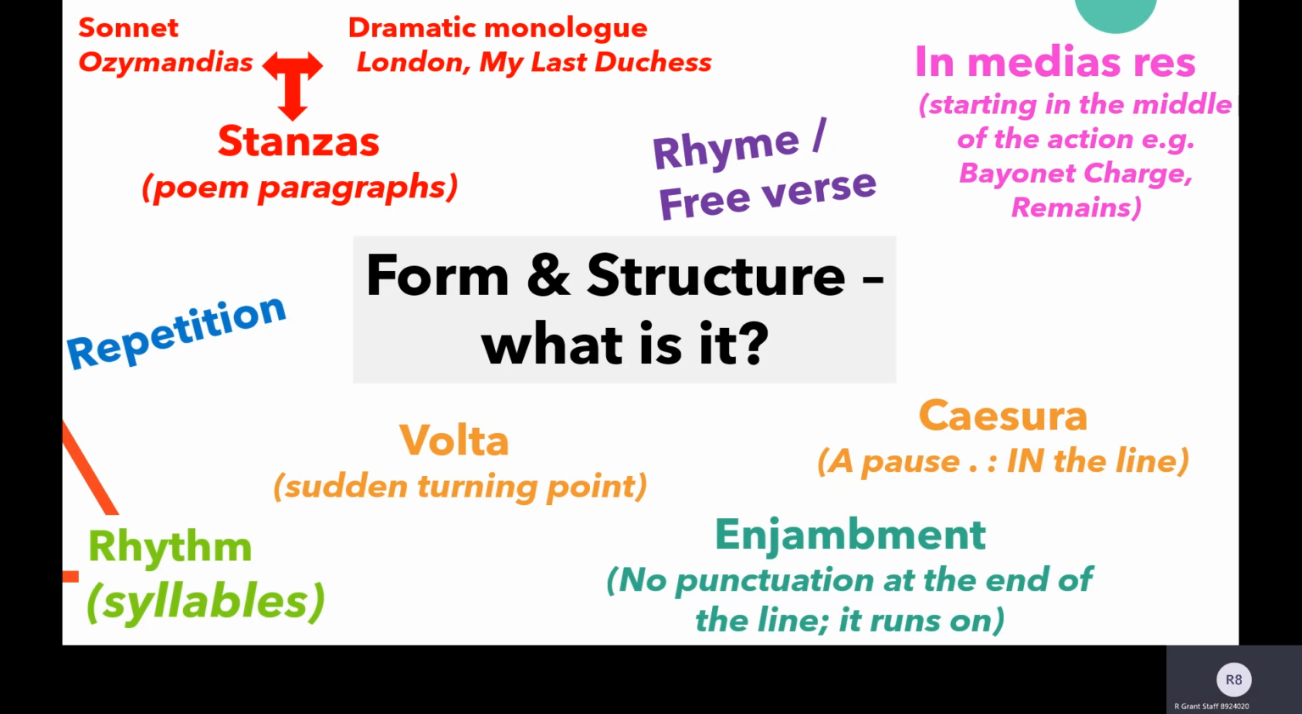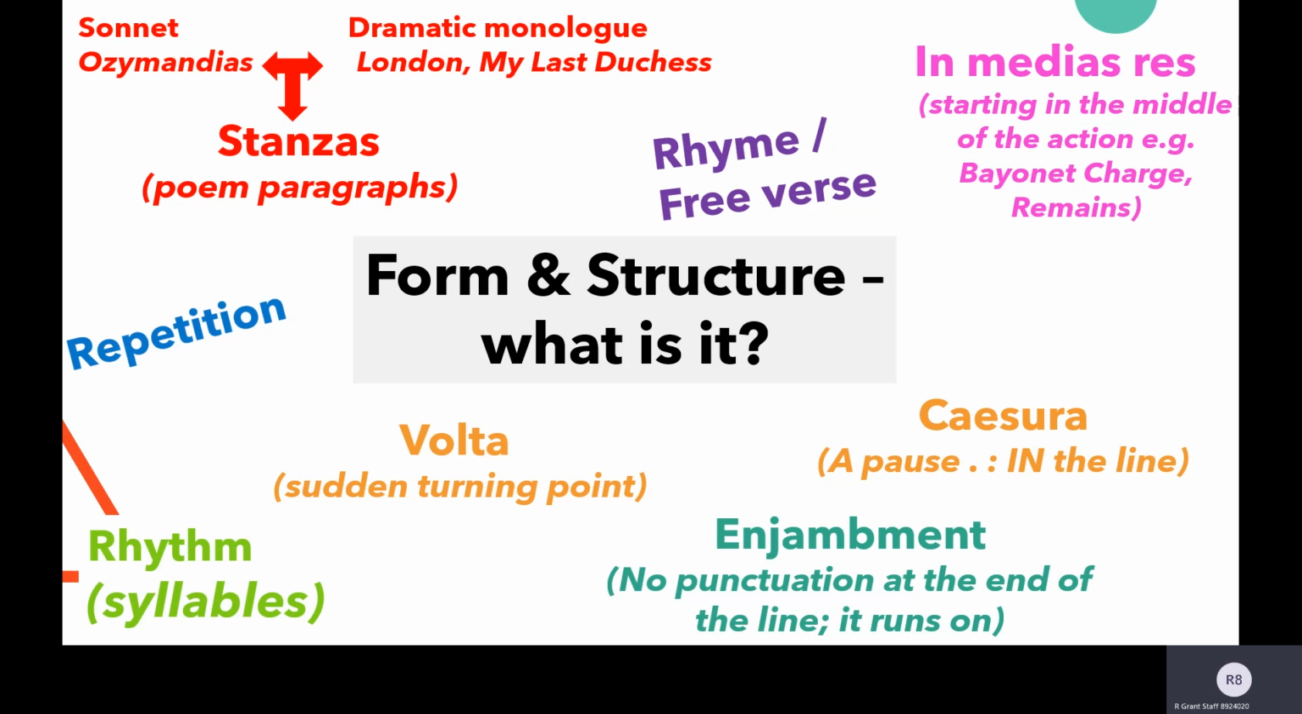A volta is a sudden turning point in a poem. So for example, in The Prelude, where the narrator becomes suddenly terrified and overwhelmed by the power of nature, that poem has a volta. In Remains, when the soldier returns home and is still affected by his experiences of war, that includes a volta. And a volta is interesting because it kind of splits the poem in 2, from what happened before and what happens after. So that's a good one to look for. So if you have a look at the next poem you study, see if you can spot the volta and where there's a sudden change.